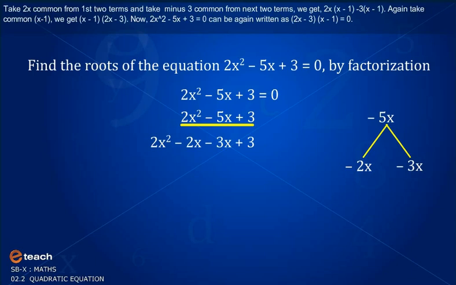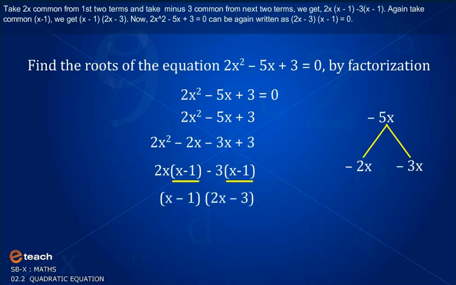Take 2x common from first two terms and take minus 3 common from next two terms. So we get 2x into bracket x minus 1 minus 3 into another bracket x minus 1. Again take common x minus 1 and we get bracket x minus 1 into another bracket 2x minus 3.